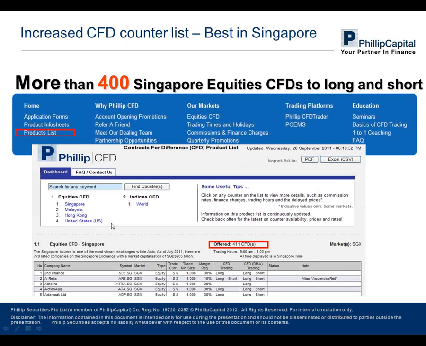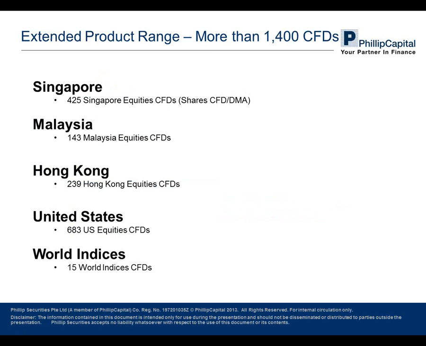We also have the best counter list in Singapore. We have over 400 equity CFDs to long and short. So this is the updated number. For Singapore, we've got 425, Malaysia 143, in total more than 1,400 CFDs for you to long and short.